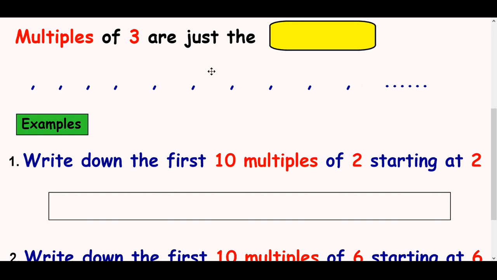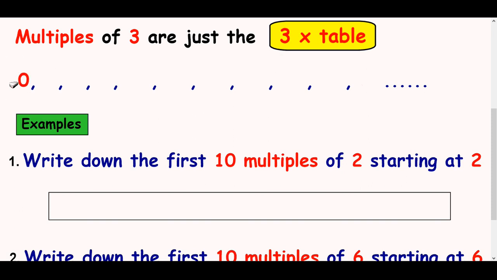So for example, 3 times 1, 3 times 2, 3 times 3, 3 times 4, 3 times 5. The answers to these are basically what multiples of 3 are, which is kind of just the times tables, but obviously you can keep your timetable going a wee bit. So basically, the multiples of 3 are just the 3 times table.